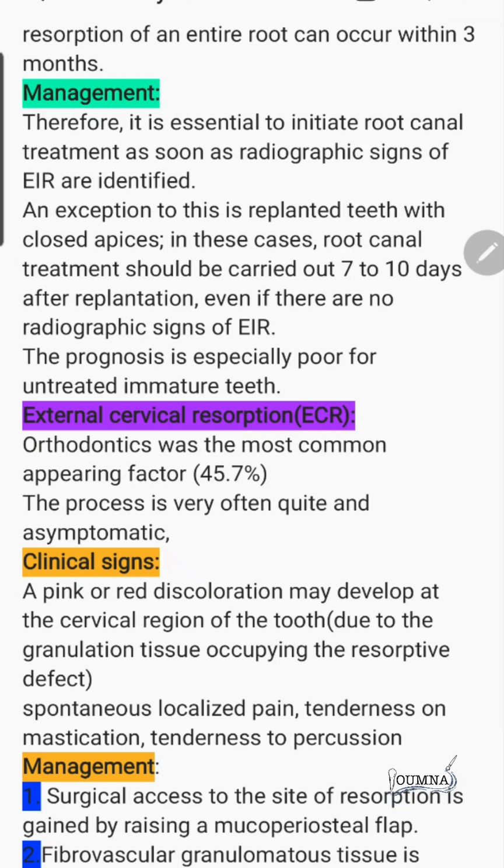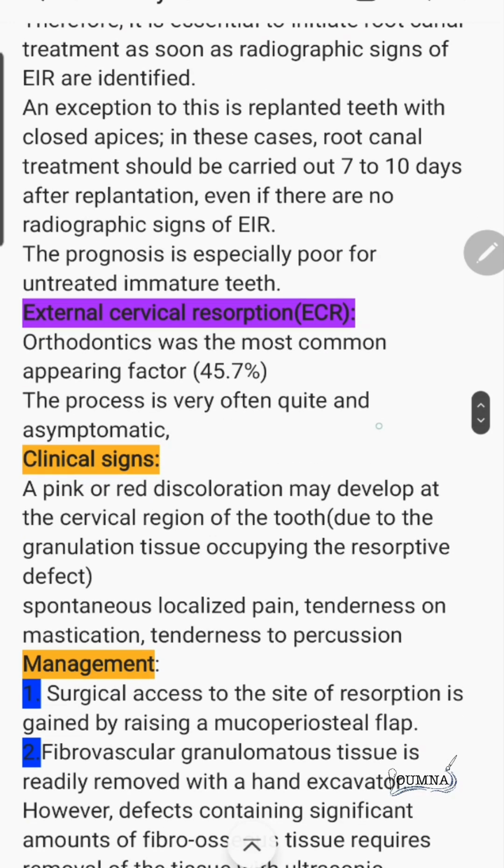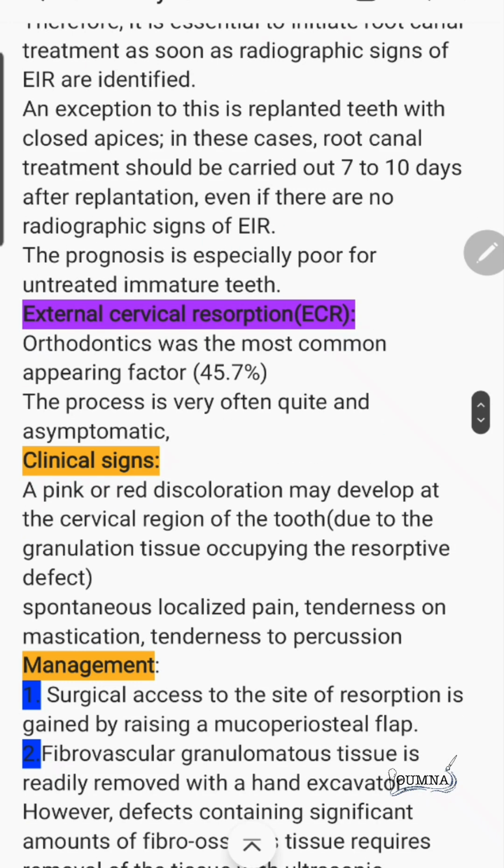An exception to this is replanted teeth with closed apices. In these cases, root canal treatment should be carried out 7 to 10 days after replantation, even if there are no radiographic signs of the EIR. For immature teeth, the prognosis is poor when an EIR happens to them.